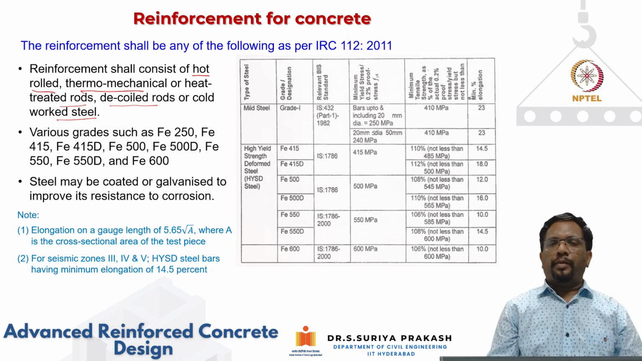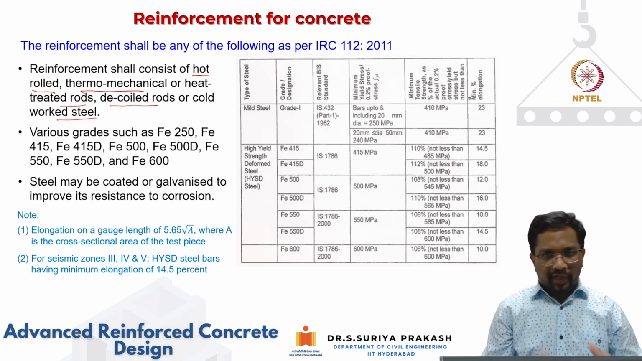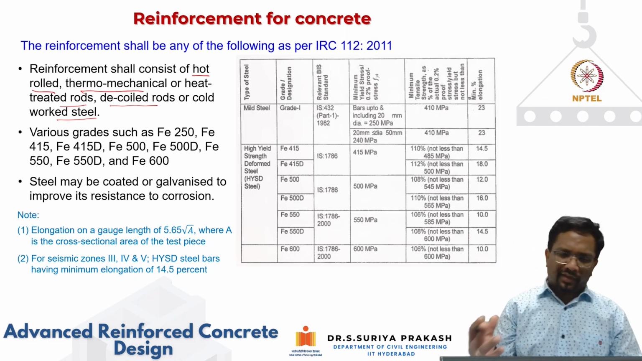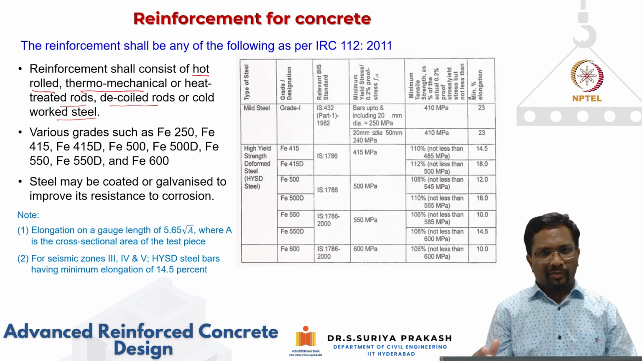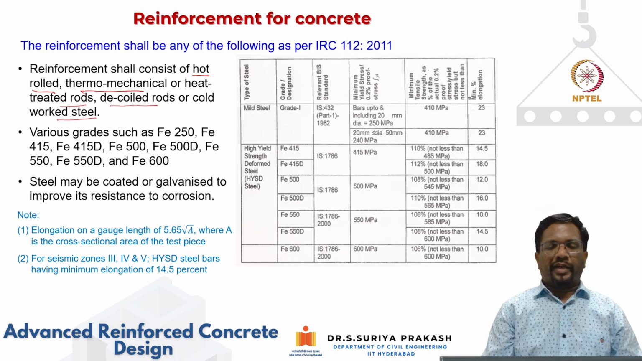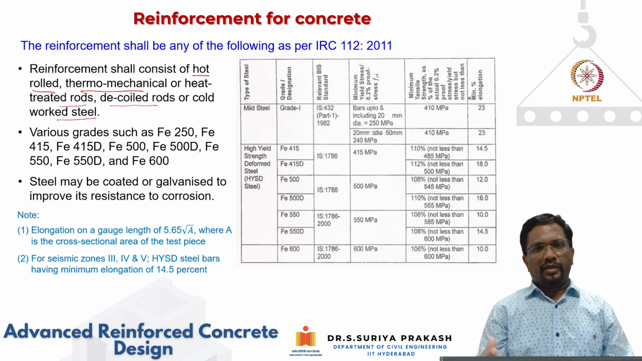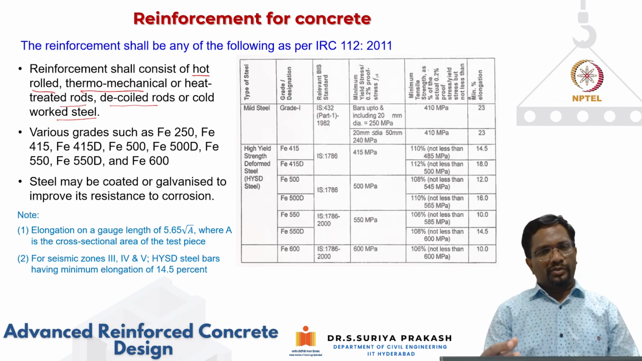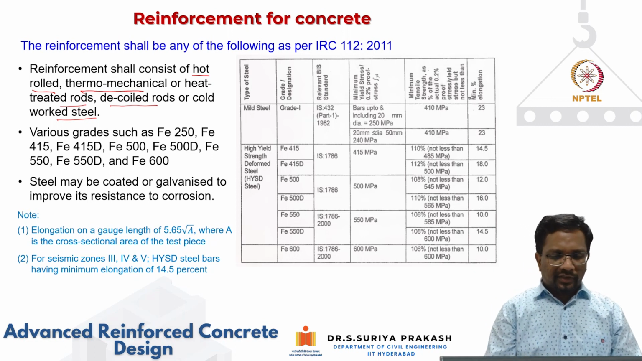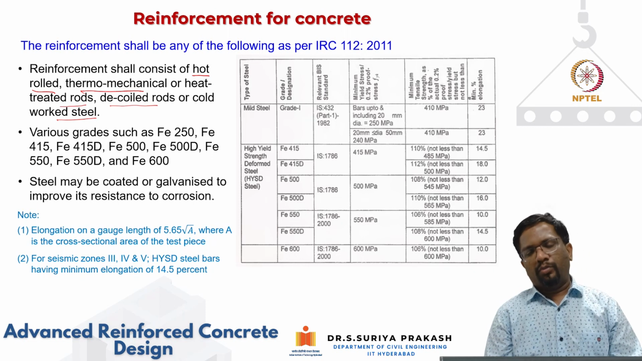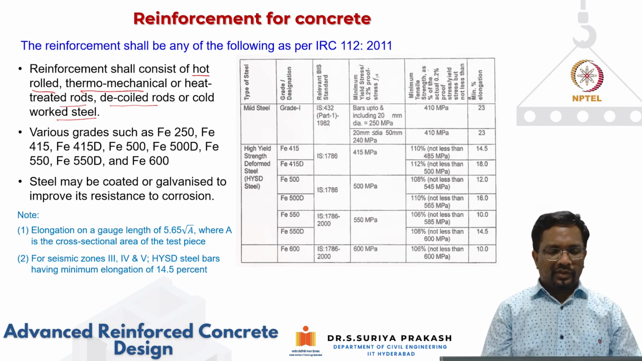Now, the steel may be coated or galvanized for improving its resistance to corrosion. In fact, there are special types of steel that are also available, corrosion resistant steel, CRS they call it. But the mechanical properties don't change. During the manufacturing process, the alloy composition is changed to give better corrosion resistance. And you can look at specialized literature if you want to know more details about CRS, which is corrosion resistant steel.